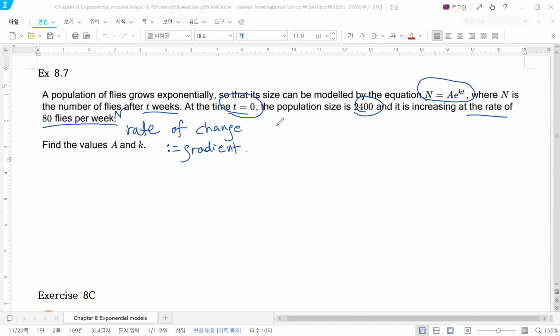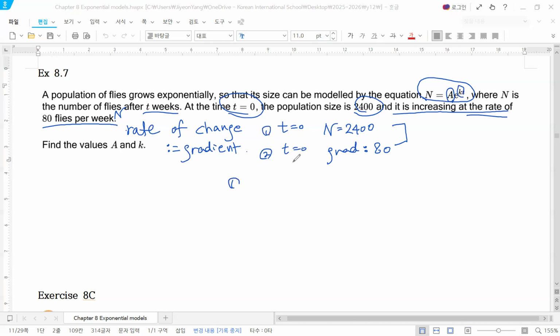At the time t equals 0, the population size is 2,400. It means that n equals 2,400. Do you understand? And then at the time as well, the gradient, when t equals 0, the gradient is 80. Okay? By using these two conditions, you can find the value of a and k. So let's do it.